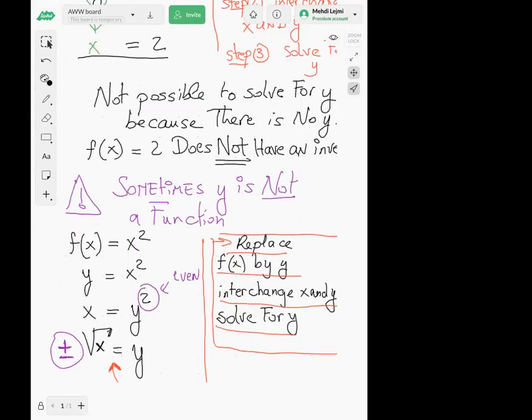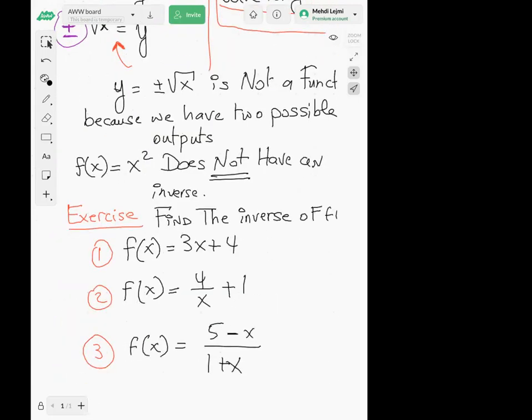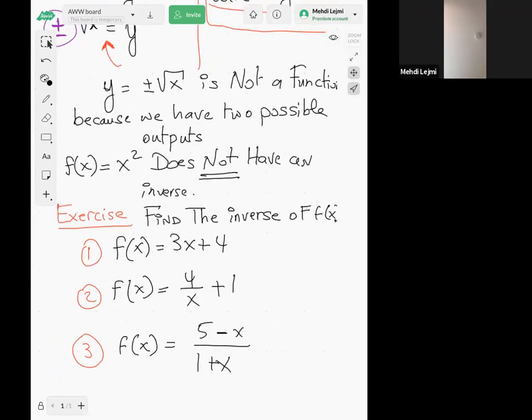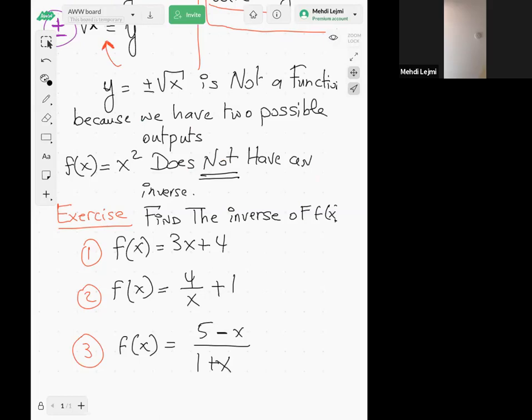Sir, the inverse of f of x, can you get two values? No, you cannot get two different values.